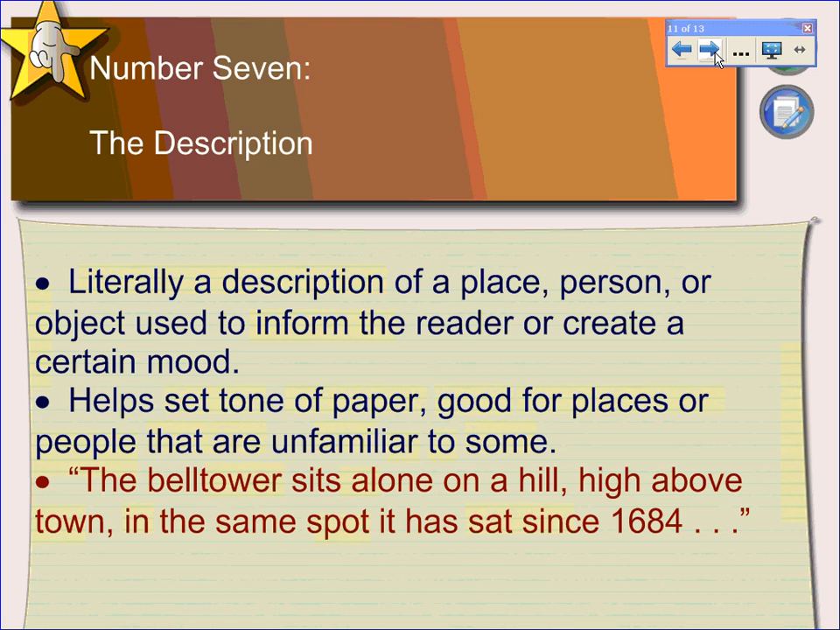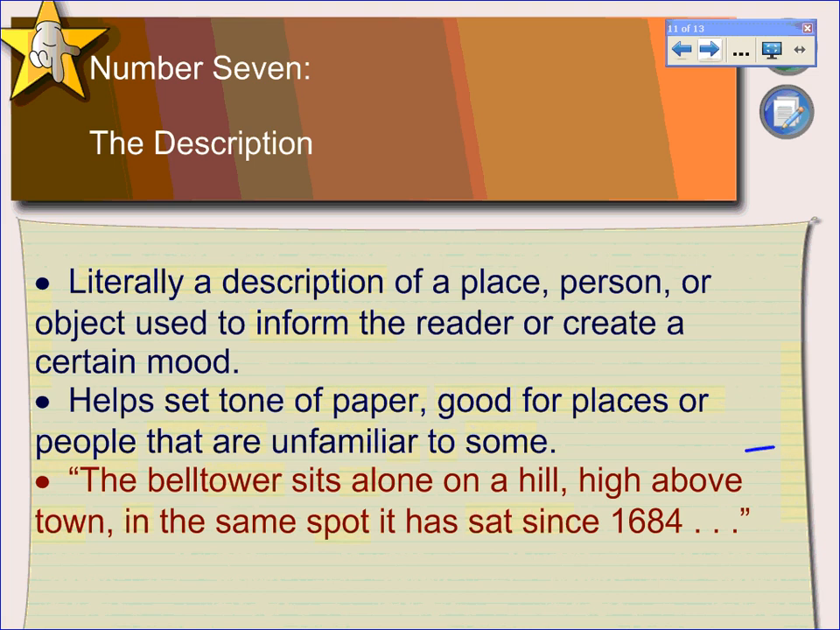Number 7 is the description. You literally describe, that's where it gets the name, a place, a person, or an object to inform the reader or to create a certain mood. This is nice if you want to create a certain tone early on in your paper, or else if you are talking about a place that is unfamiliar to a lot of the people.